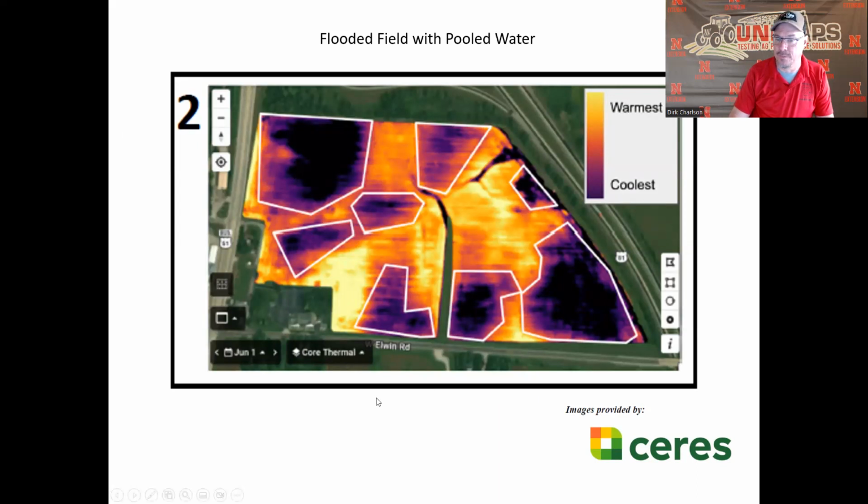Number 2, the answer is flooded field with pooled water. This is thermal imagery, and we can see that there are areas that are cool, which are within the polygons, and outside those polygons, the temperature is warmer. We will find that water will generally be cooler than the area around it, such as dry soil. And so this is an example of flooded areas or pooled water. And of course, the reason is because it is cooler.